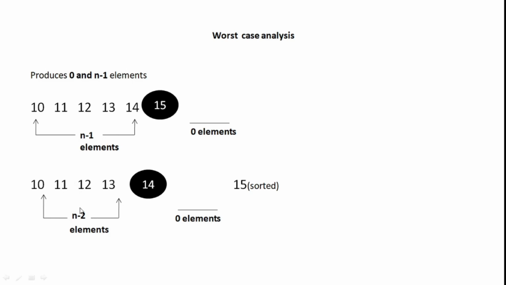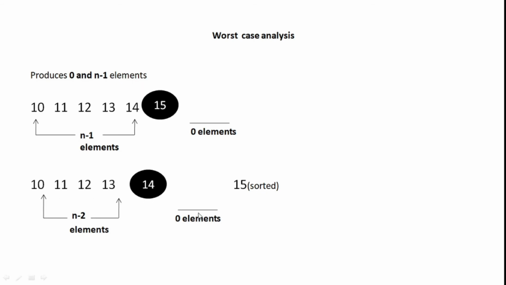Now we are left with n minus 2. Since we were getting 15 as sorted, now we are getting 14 also as sorted. So now we are left with n minus 2 elements because we initially had 6 elements. From that 6 we have sorted 2 elements, so we are left with 4 elements, that is 6 minus 2. If n is 6, then we are left with 4 elements, and we are getting 4 elements here, right?